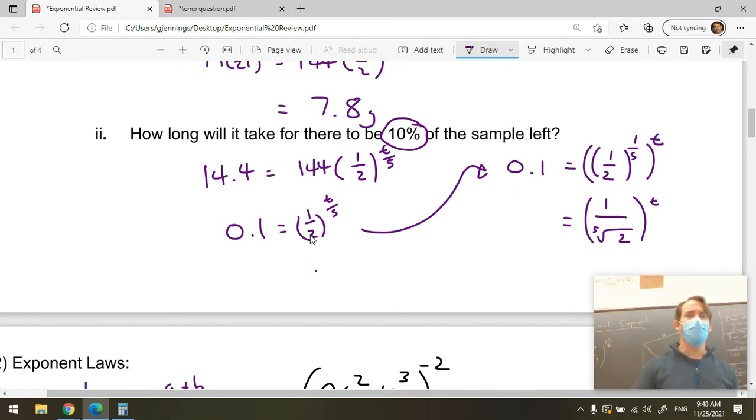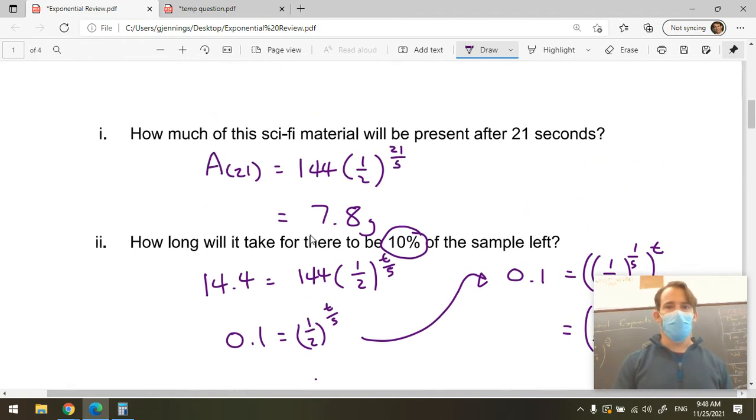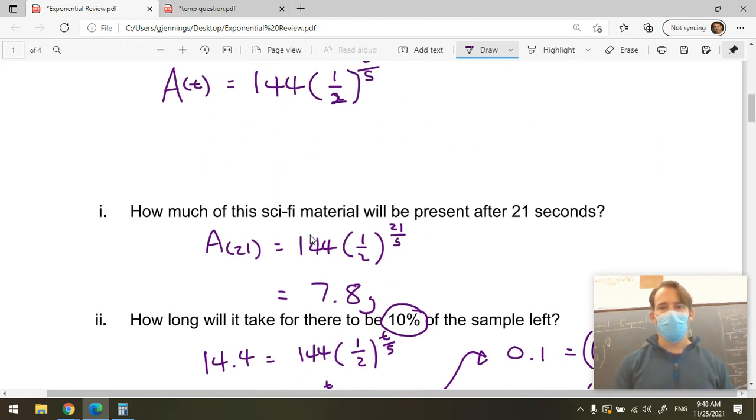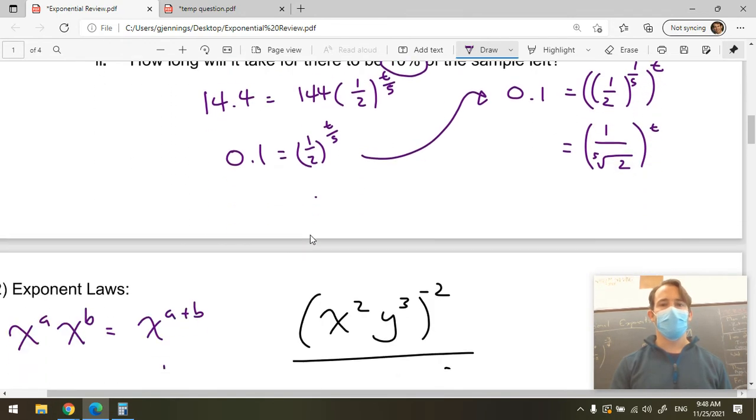Might simplify your guess and check. You can absolutely guess and check here and find an adequate solution. Is that okay? Would we get full marks for that? Yeah. I'm looking for the nearest second, which is fine. 16.59.